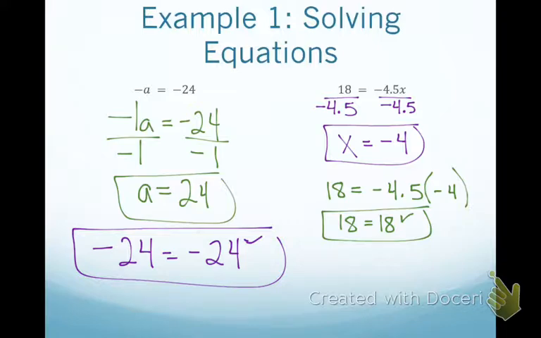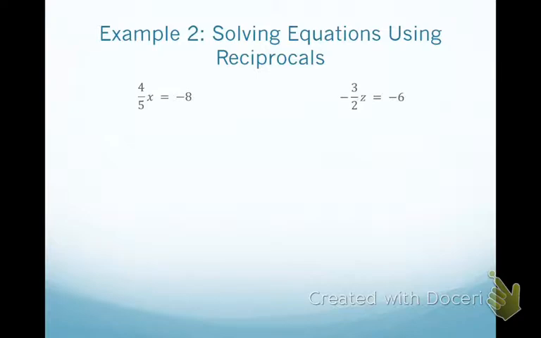Example 2 now involves reciprocals, because now what do we see connected to x? A fraction. Now, I want you to hear me on this, guys. This is a fraction being multiplied by a variable. Would you agree? A fraction connected to the x. I am essentially multiplying the fraction by the variable. If it's multiplication, what am I supposed to do? I'm supposed to divide by whatever's connected, so divide by 4/5.